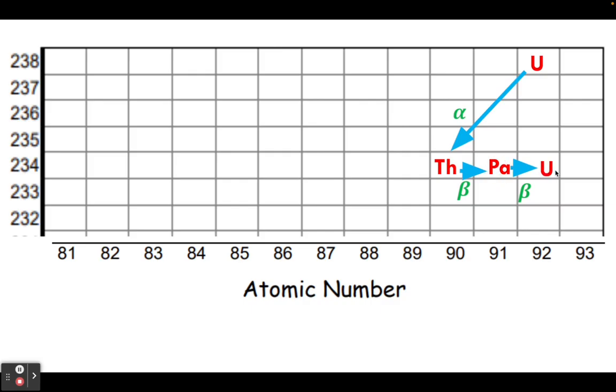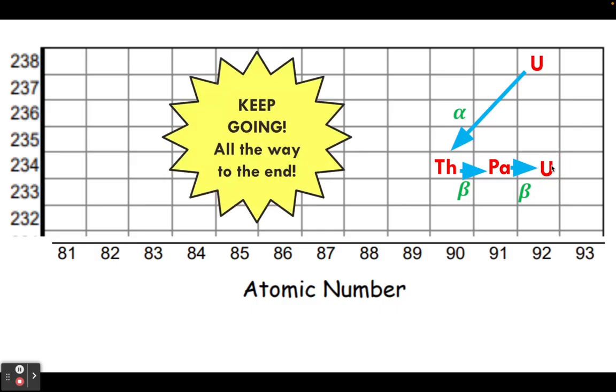So when we gain a proton, we get our 2 protons back that we lost from the alpha decay, right? So we lost the 2 protons and we lost the mass of 4, but now we gain those 2 protons back, and now we have uranium-234. Okay, and then we can keep going.